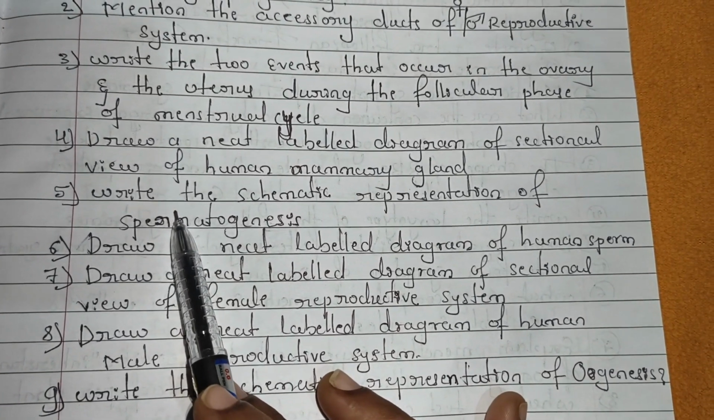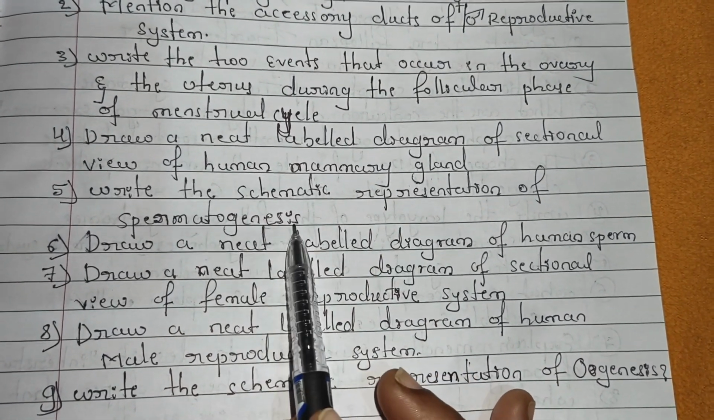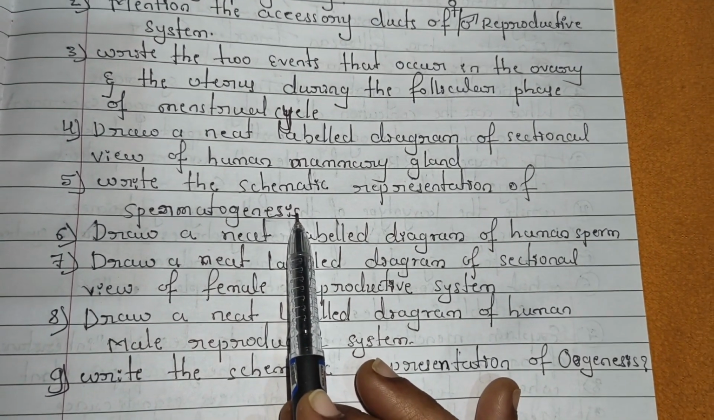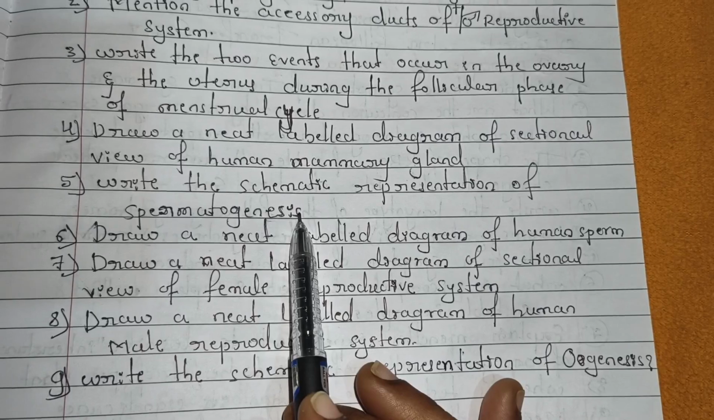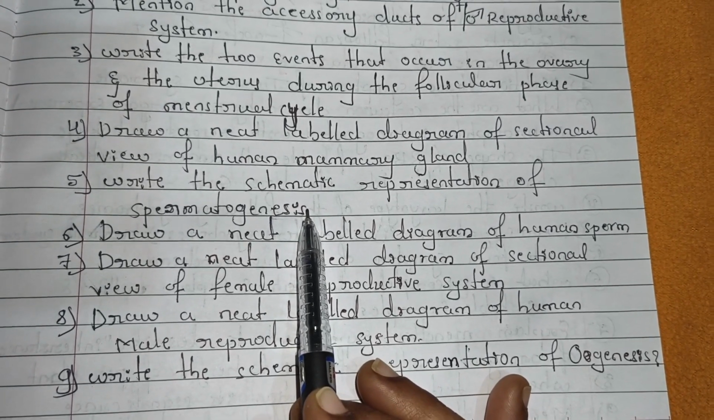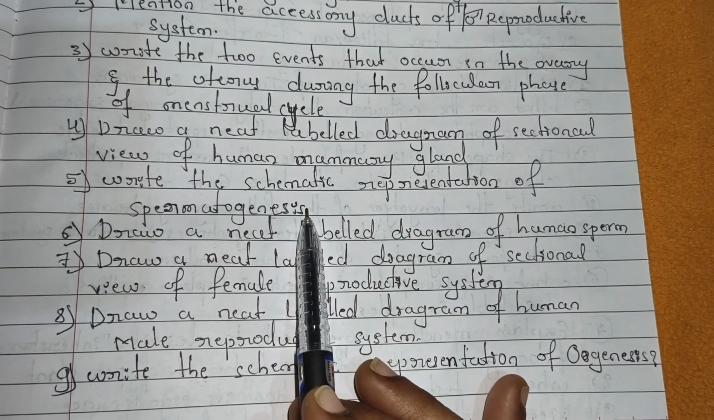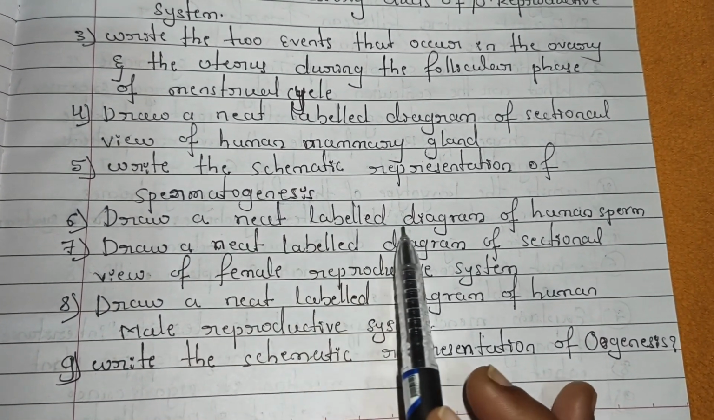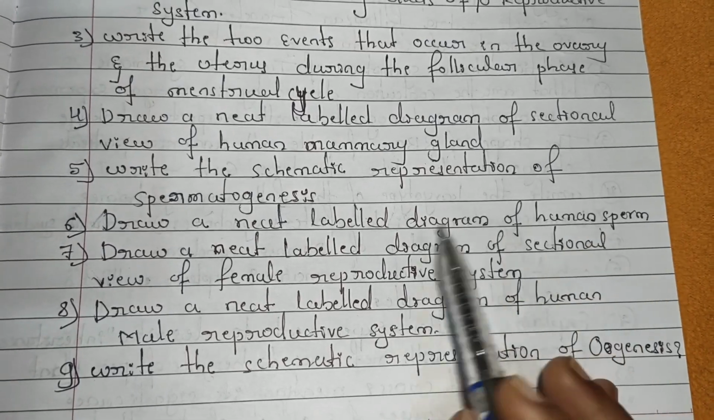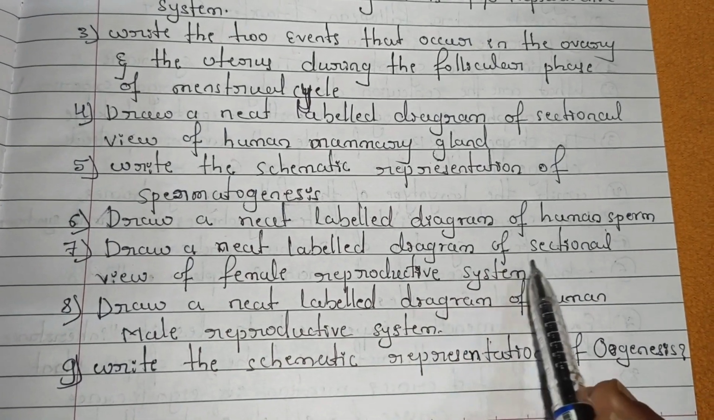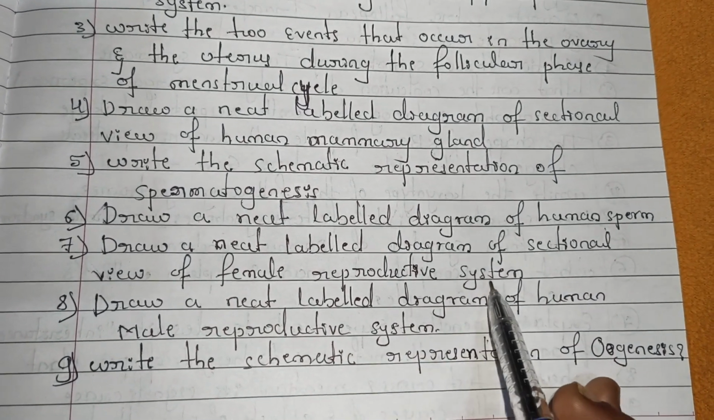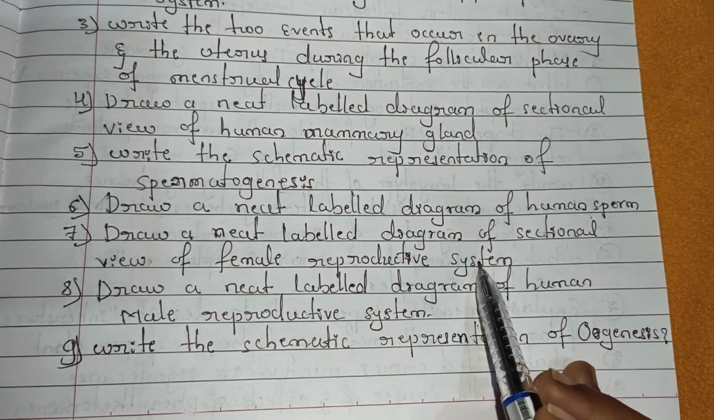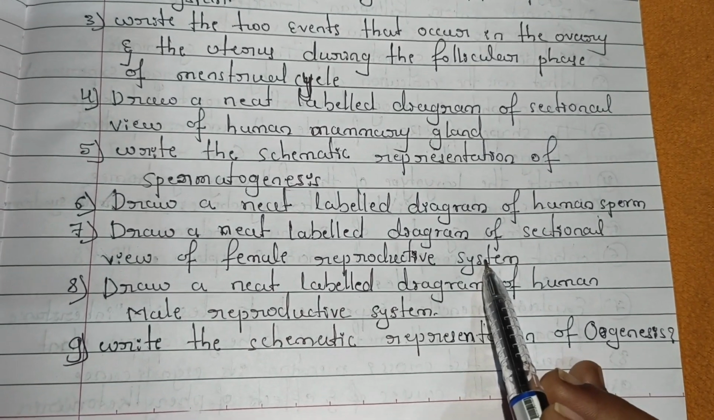Next, the fifth one: write the schematic representation of spermatogenesis. You have to write the schematic representation of spermatogenesis and be ready for the explanation also. Sometimes they ask for explanation plus schematic representation, so be ready. And next, the sixth question: draw a neat labeled diagram of the human sperm. Next, draw a neat labeled diagram of the sectional view of the female reproductive system. You have to draw the female reproductive system, and label at least 7 parts.